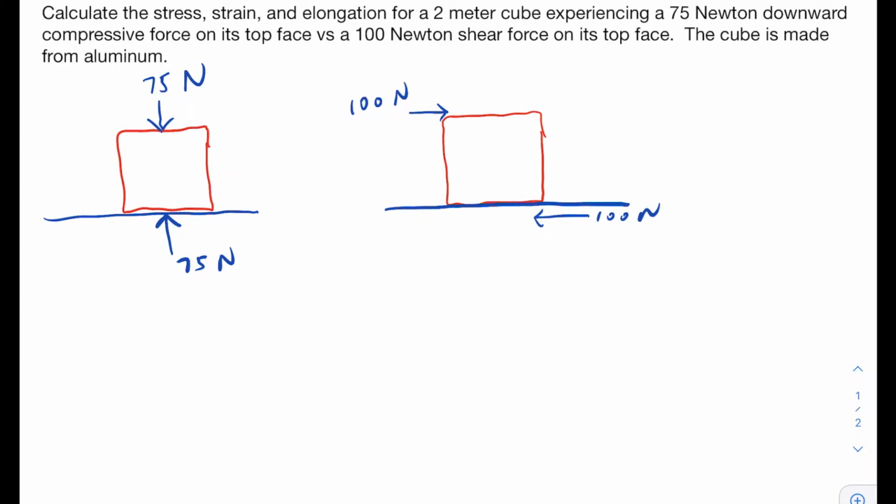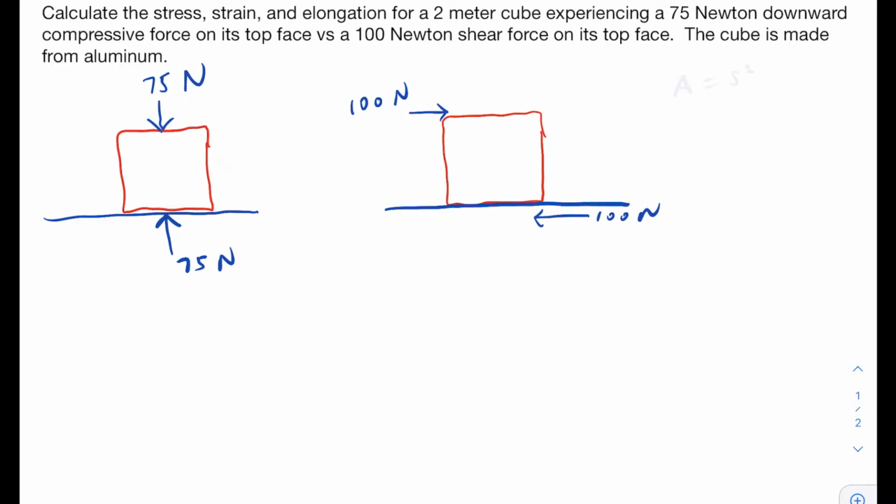We know that in the first scenario, a 75 Newton downward force on the top face of the block will cause the ground to also apply a 75 Newton force in the upward direction. And in the second scenario, assuming that the cube is fixed to the ground, we know that a 100 Newton shear force across the top face of the cube will cause the ground to apply a 100 Newton shear force in the opposite direction on the bottom face of the cube.